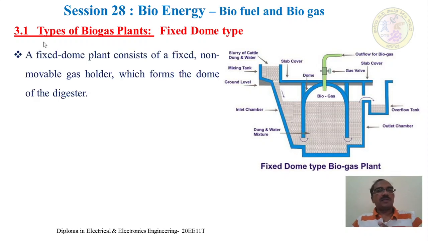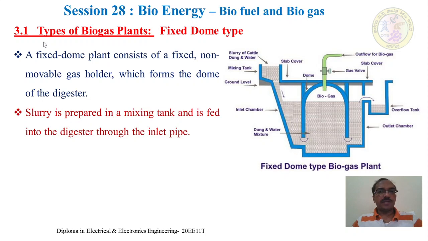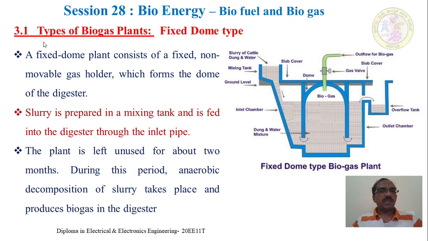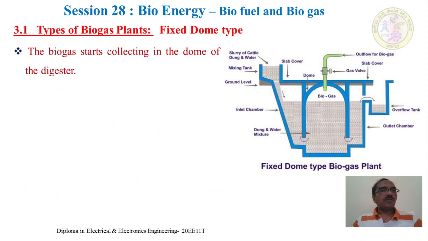In case of the fixed dome gas holder, we have the digester, and the slurry is prepared in the mixing tank and fed to the digester through the inlet pipe. And then the plant is left unused for 2 months, so that it can produce the gas. Decomposition can happen, usually we call it fermentation, and it is stirred continuously, and the biogas that is produced is collected at the top of the dome. That will be stored in that.